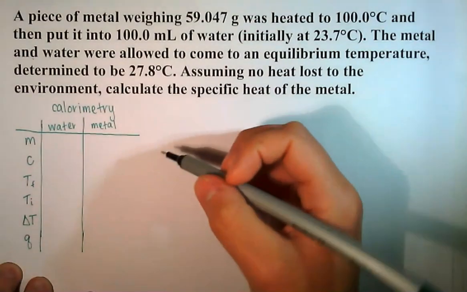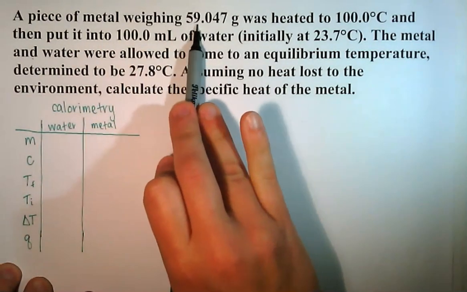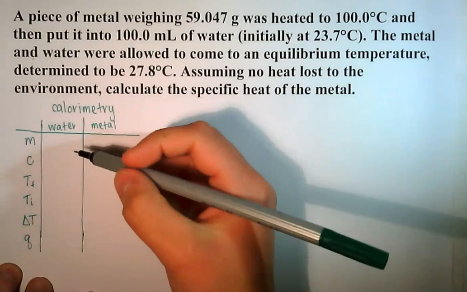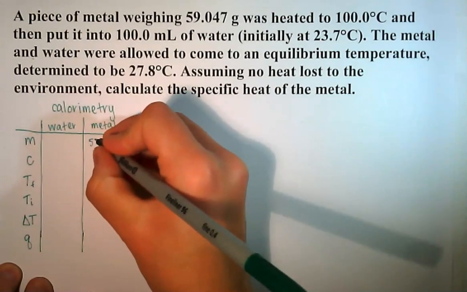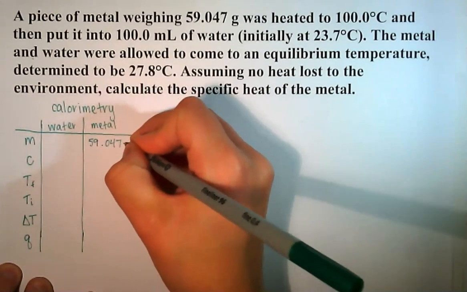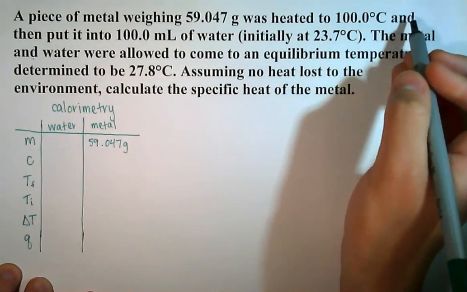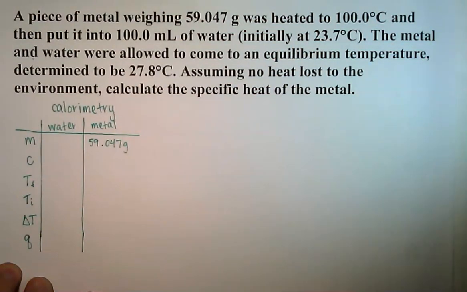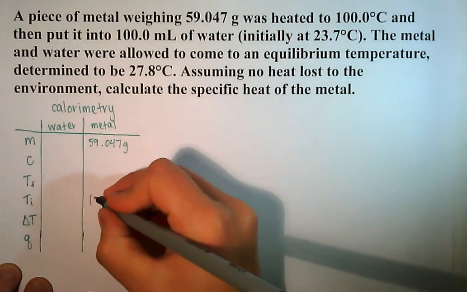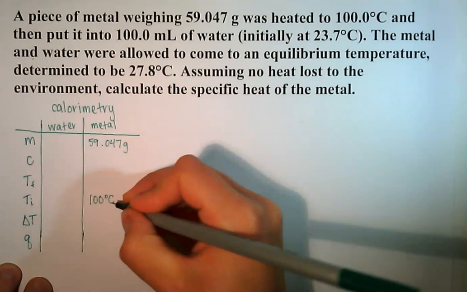So let's start organizing our information. A piece of metal weighing 59.047 grams. So that's the mass of my metal, 59.047 grams. Was heated to 100 degrees Celsius. So that's my initial temperature of the metal. We heated it up to that. It started there. My initial temperature of my metal is 100 degrees Celsius.